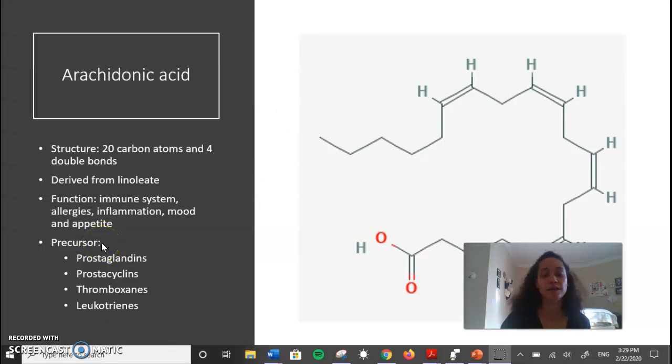The substance is arachidonic acid. Arachidonic acid consists of 20 carbon atoms and 4 double bonds. The structure is here to the right of arachidonic acid.